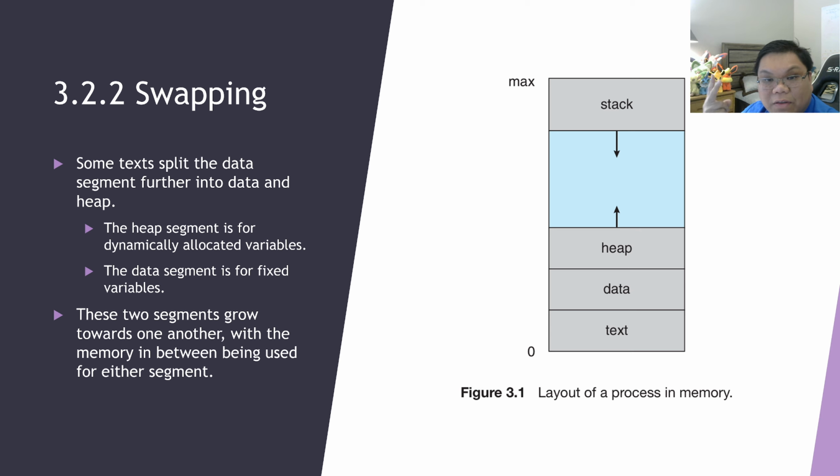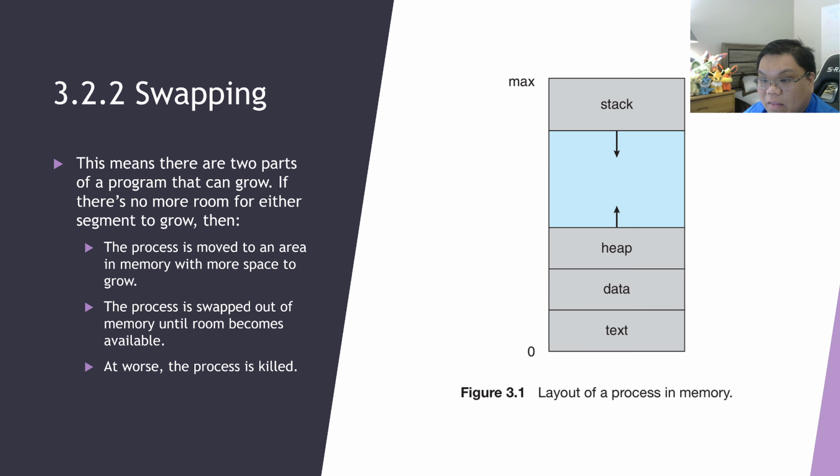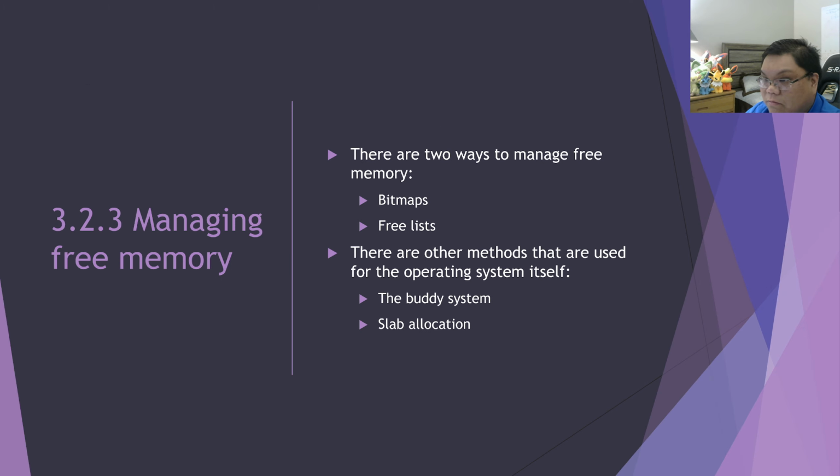We have two parts of a process's memory that can grow: the stack and the heap. And they grow towards one another. If there's no room for these two segments to grow, then we need to move the process somewhere else. We swap out the process until there's room for it to grow, or we have to kill the process. There are two ways to manage free memory. That is a bitmap and a free list. There are two more methods, but those are used by the operating system itself.